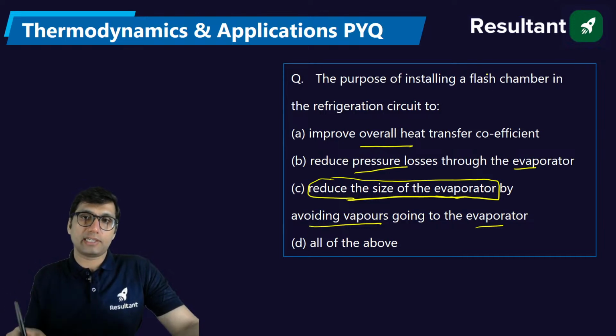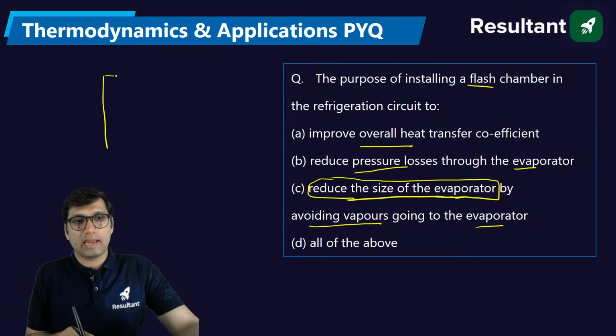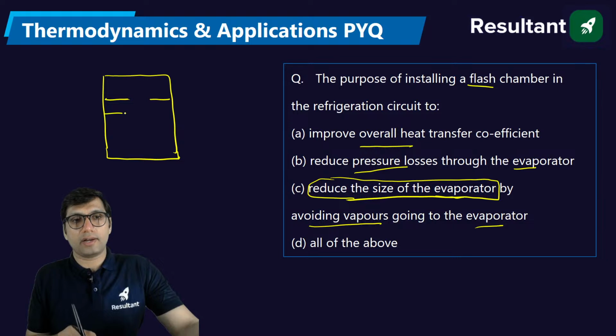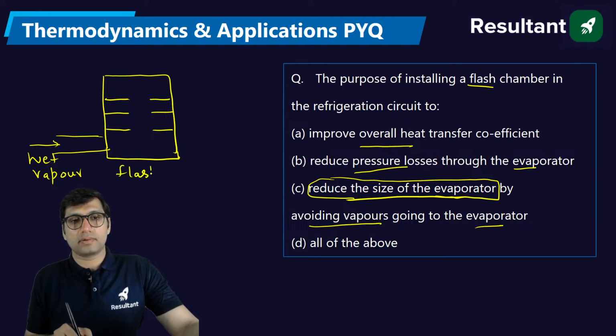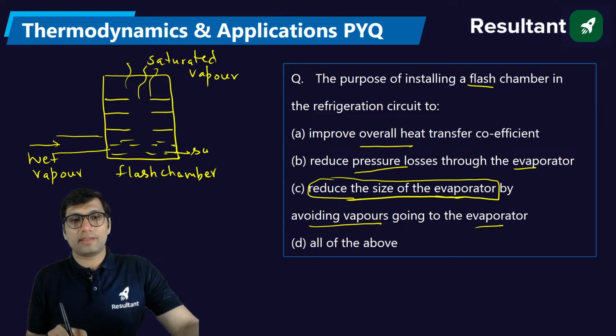But apart from this effect, the purpose of the flash chamber is to separate. The flash chamber basically consists of these kinds of plates. When wet vapor from the expansion device enters this flash chamber, what happens? On the top of the flash chamber, saturated vapors get separated, and at the bottom we get saturated liquid.